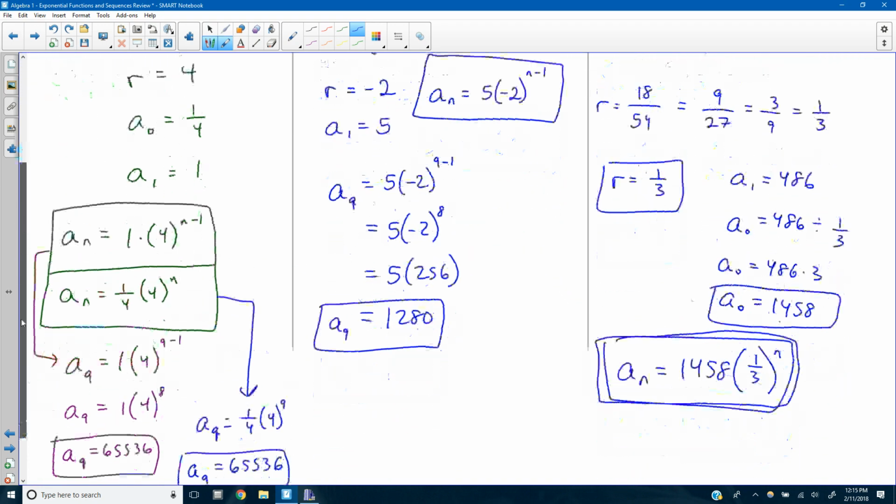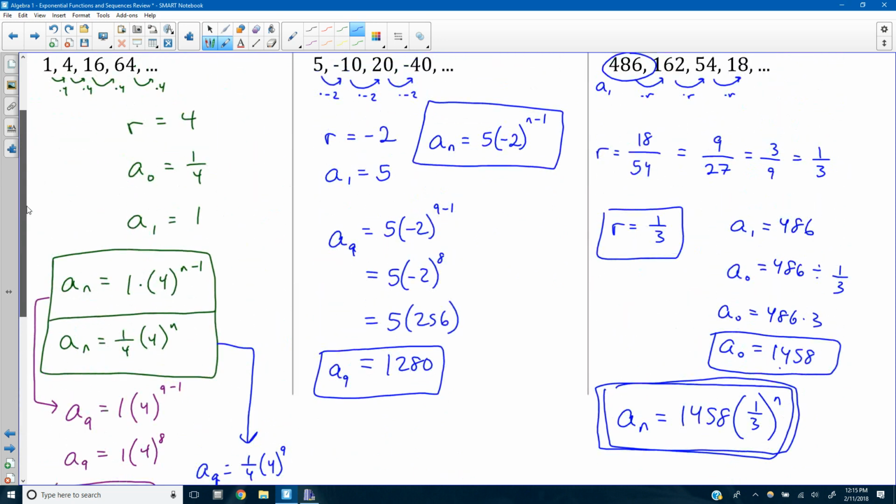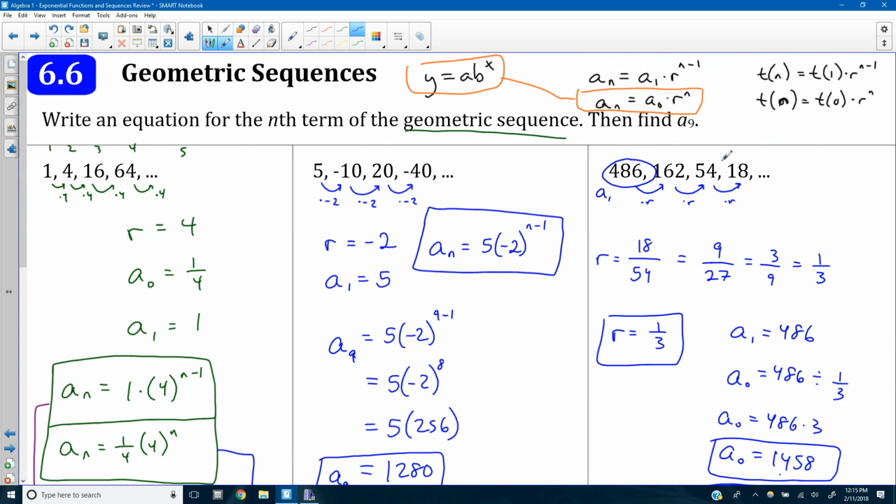Okay, now find a sub 9. So last part of this, a sub 9 equals 1458 times 1/3 to the 9th power. Now, I know you can type this in your calculator, and I'm going to give you a heads up here. It looks like we're going to get a decimal value, because I'm going to play with this recursively first and then confirm the answer that we get.